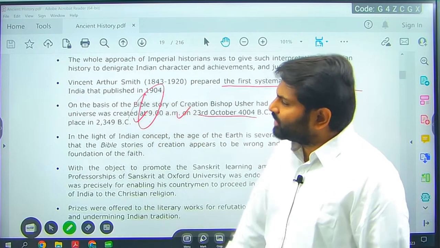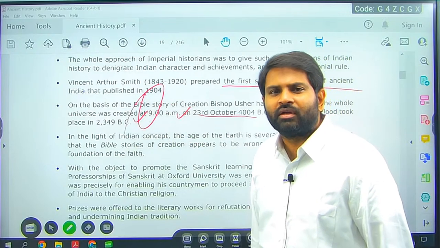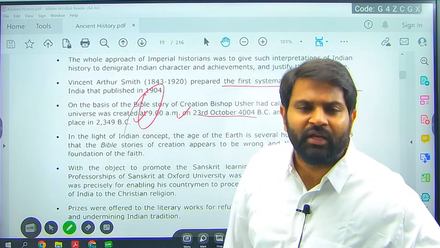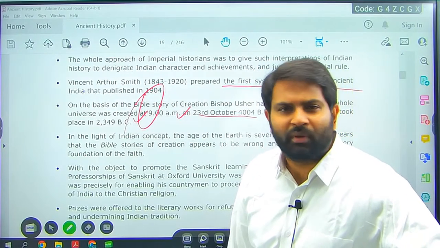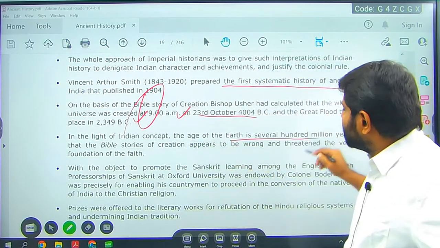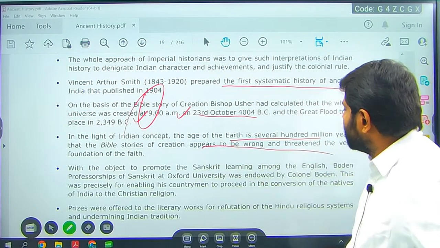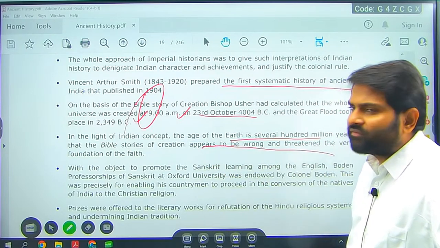So when any historian from Europe takes references from the Bible, this is still history. But if any person in India takes reference from the Purana, that is mythology. You cannot talk about it. In the light of the Indian concept, the age of the earth is several hundred million years. The Bible stories of creation appear to be wrong and threaten the very foundation of the faith.